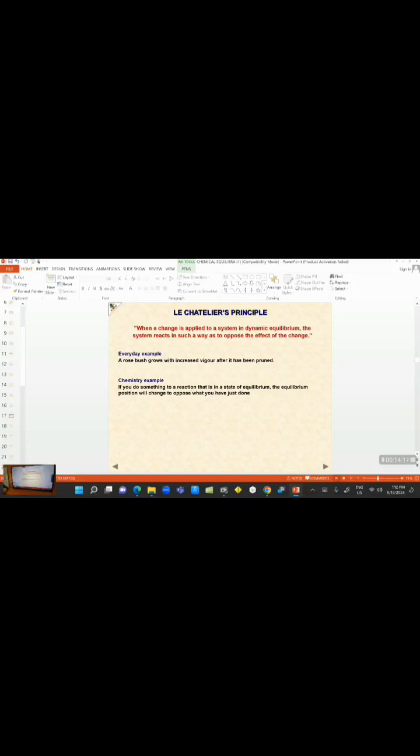So if you have a rose bush that is growing and you prune it, it will grow back with increased vigor, so that it can attain the level it was at before. Also, in chemistry, if you have a system in a state of equilibrium and you change something in that system, the system will move or react in a way to oppose that change. So I'll give you an example here.